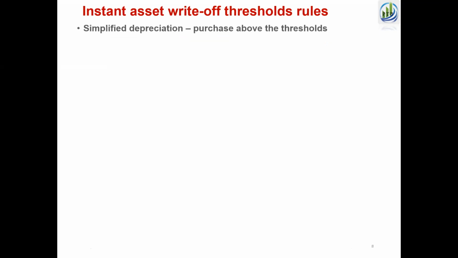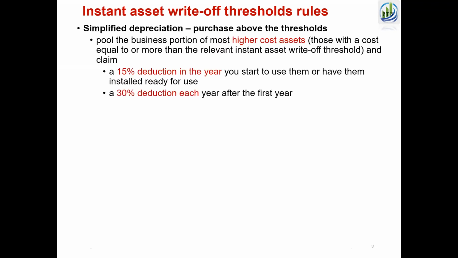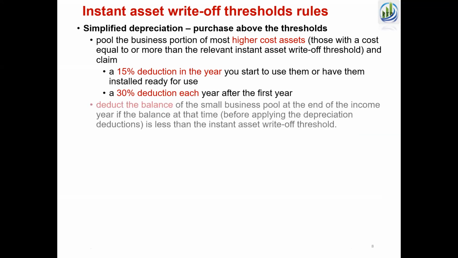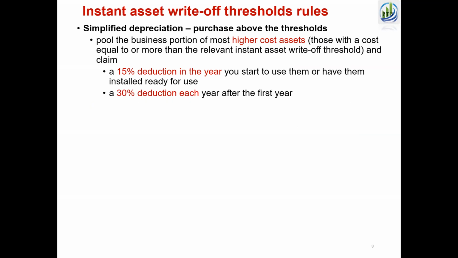What he can do is pool that asset. So what's going to happen? First year 15%, second year 30%, right? And if the deductible balance of the small business pool at the end of the income year is less than 150,000, you can write off the whole amount. So if you pass that $150,000, what's going to happen? First year 15%, second year 30%.